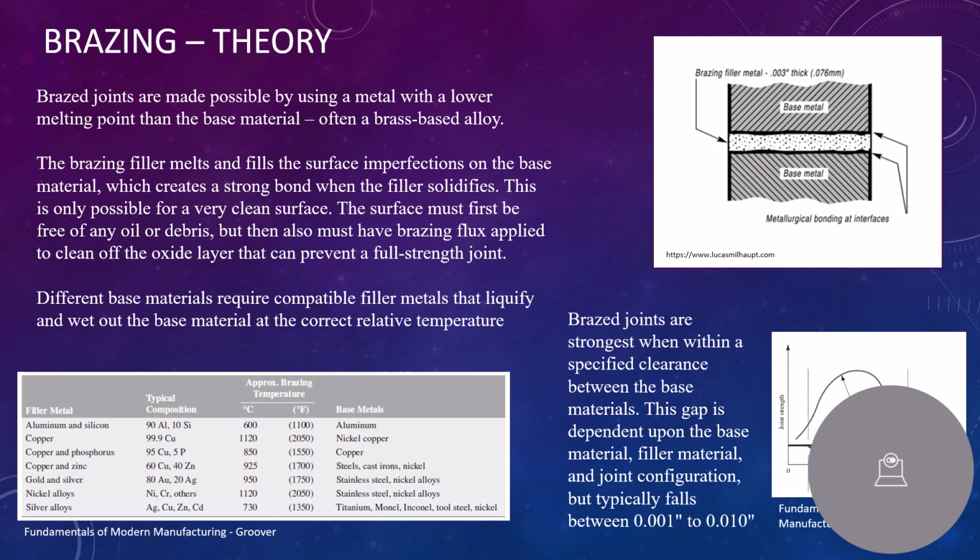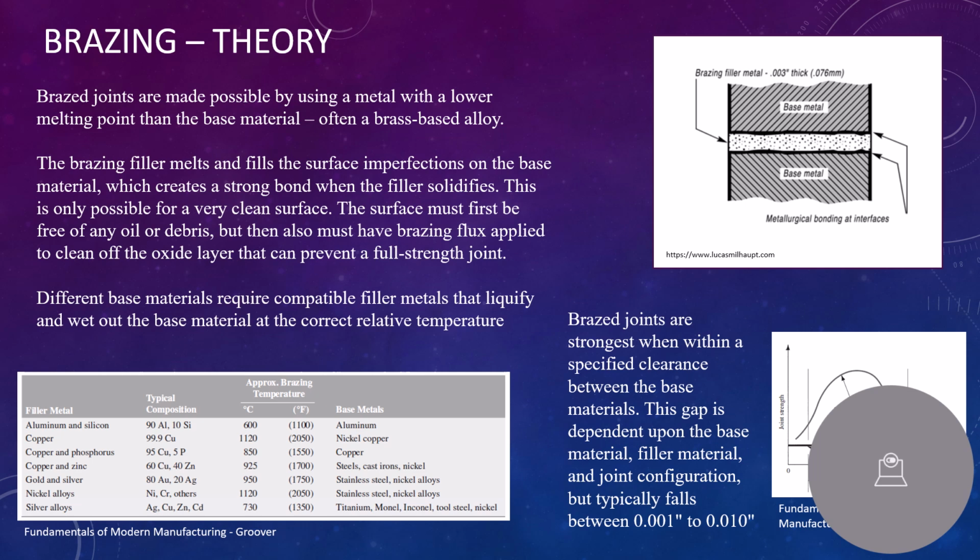Brazing theory. Brazed joints are made possible by using a metal with a lower melting point than the base material. It's often a brass-based alloy containing copper or aluminum. The brazing filler melts and fills the surface imperfections on the base material. This creates a strong bond even when the filler solidifies. This is only possible with a very clean surface, since it must be free of any oil and debris. This exposes the microstructures on the surface, and the filler material can fill those gaps.